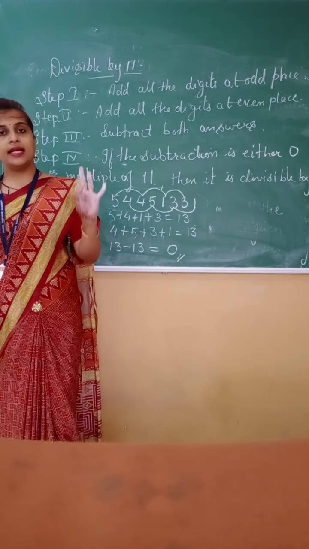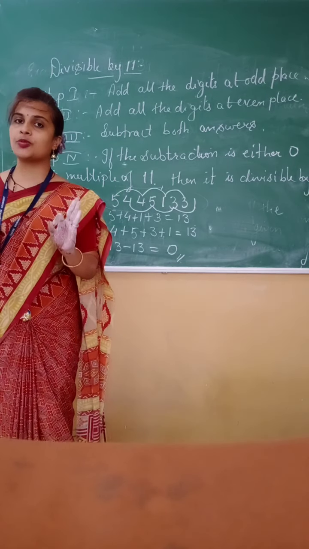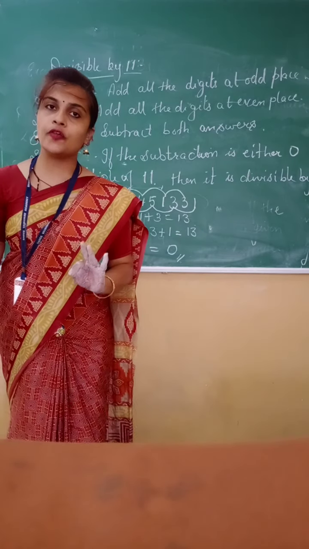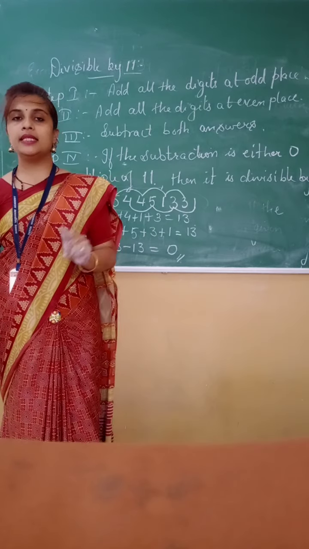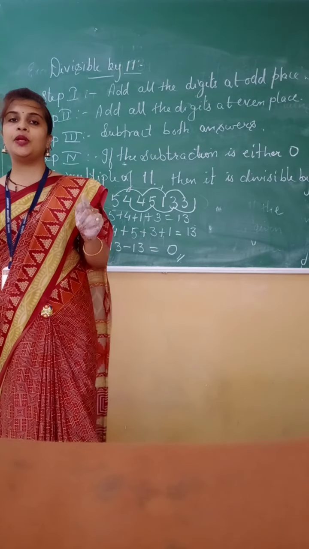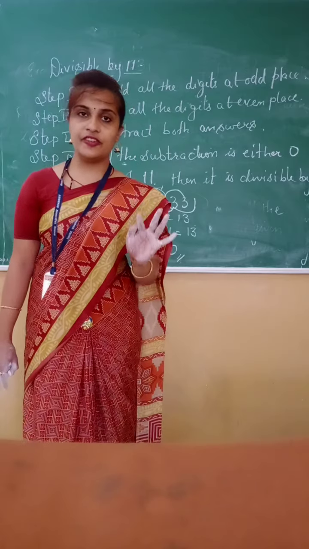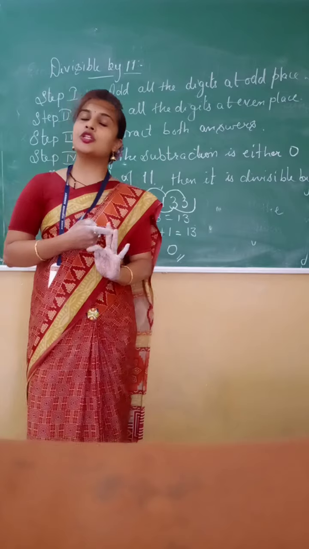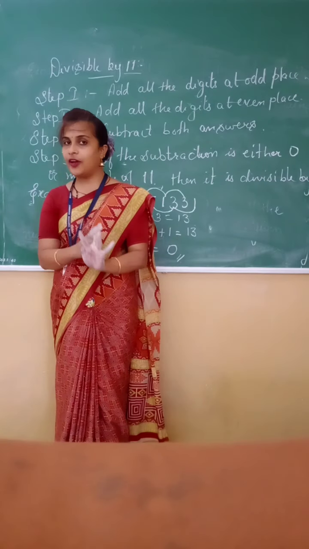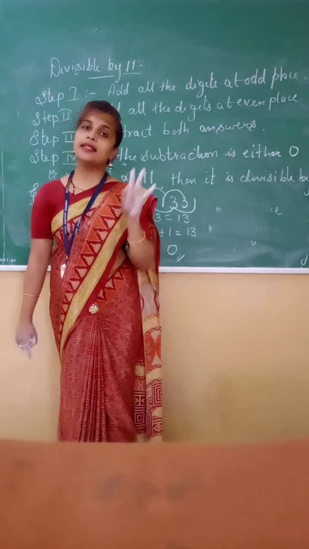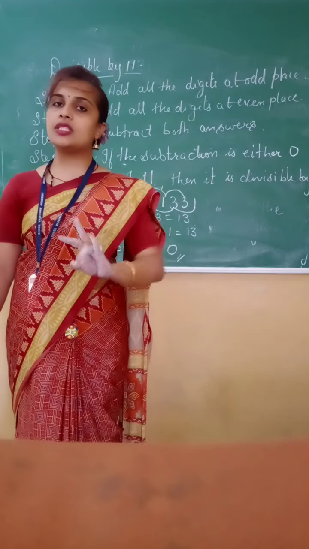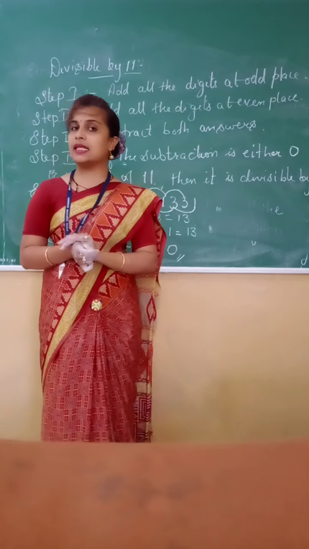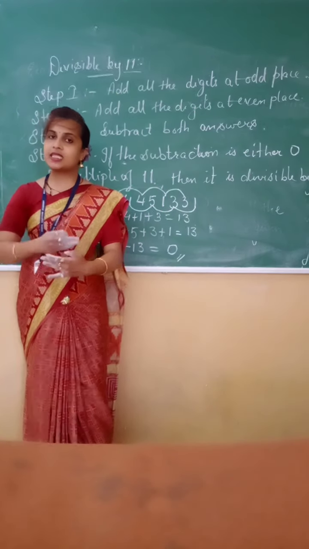Rule of 2, that is even number should be at one's place. Rule of 3, the sum of all the digits should be the multiple of 3. Rule of 4, the digits at ones and tens place should be divisible by 4. Then rule of 5, the ones place should contain either 0 or 5. Rule of 6, that the number, if it is divisible by both 2 and 3, then the whole number will be divided by 6. For 7, we have done it stepwise.